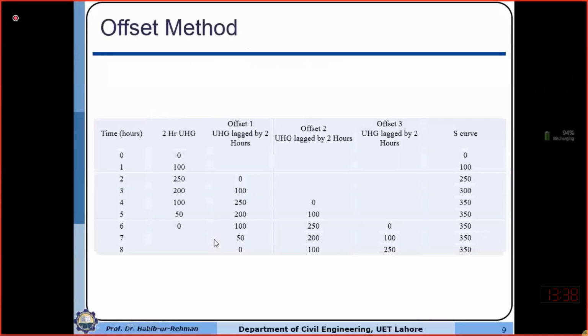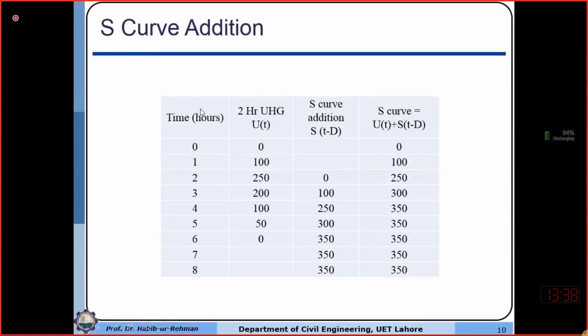Let us discuss this S curve addition method. Again, you are given a 2 hour unit hydrograph. You can see the time steps 0, 1, 2, 3, 4, 5, 6, with a 1 hour difference, and these are the ordinates of the unit hydrograph in cubic meters per second. This is U_t, the ordinates of the unit hydrograph at time t. Now, the S curve is U_t plus S_(t minus d). This column is S_(t minus d), which is the S curve addition.